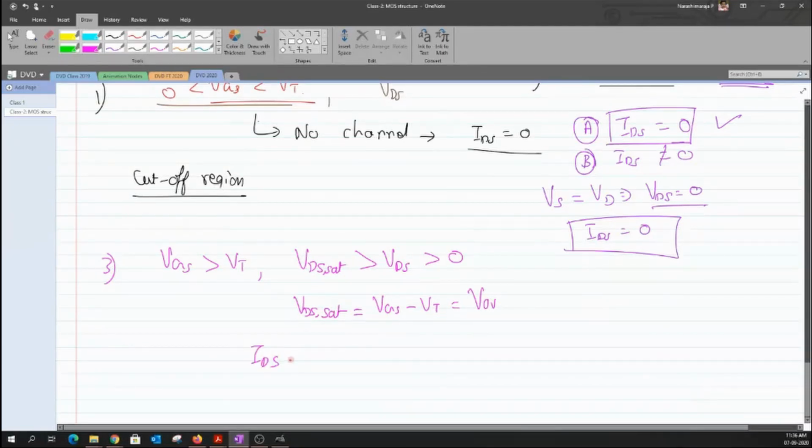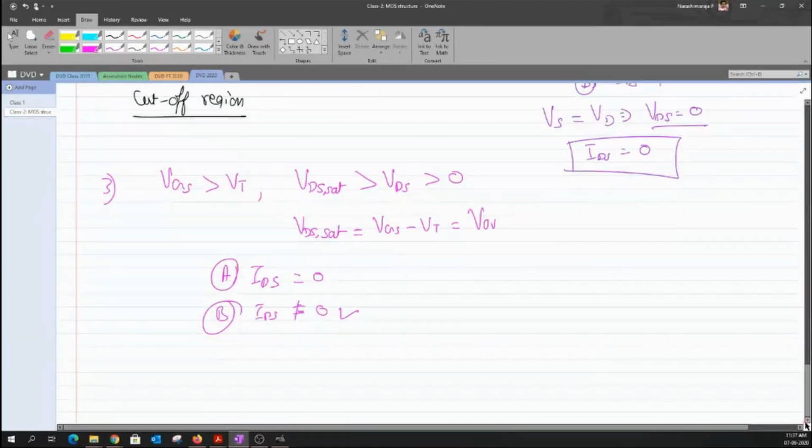Again, I have IDS equal to 0 and IDS not equal to 0. Let us see what answer you have. B. Yes, B. As you know, whenever there is a potential difference across the resistance, when the VA potential is different from the value of VB, then obviously the current would not be equal to 0. So I would opt for option B.